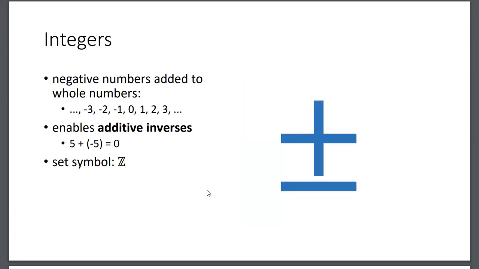Integers. Those are the whole numbers, and then you take also the negatives. So with every positive number, you have its negative. This enables additive inverses. 5 plus -5 is 0. Plus or minus reminds us of the set of integers. The set symbol is a script Z.